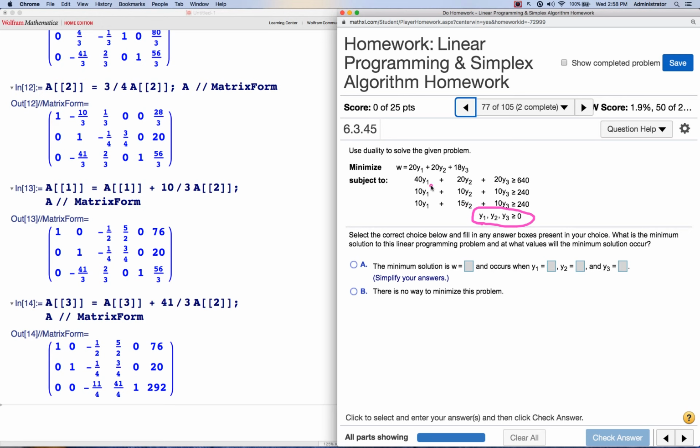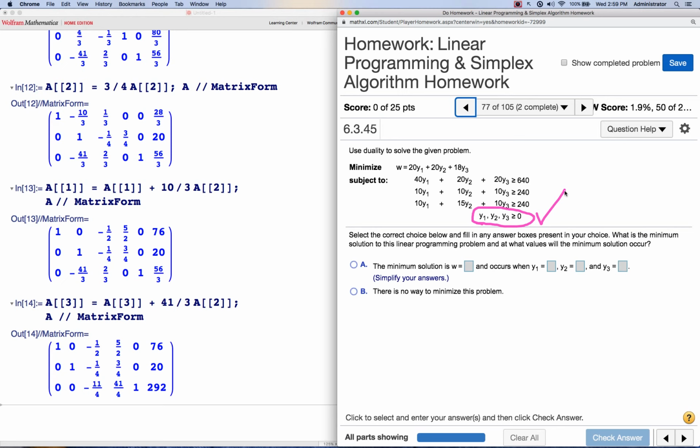These are my restrictions. So 40y1 plus 20y2 plus 20y3 is greater than or equal to 640. 10y1 plus 10y2 plus 10y3 is greater than or equal to 240. And 10y1 plus 15y2 plus 10y3 is greater than or equal to 240. And of course, we can see that the variables y1, y2, and y3 have to be non-negative. Okay, so let's set this up.